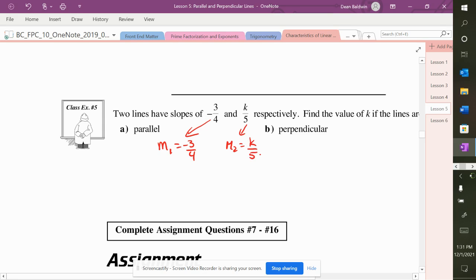Now, if I say that they are parallel lines, what does that mean about the slopes? They have to be the same. That means that M1 has to equal M2. So -3/4 has to equal k/5.